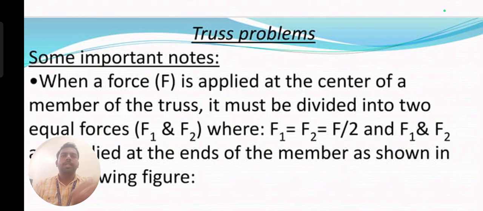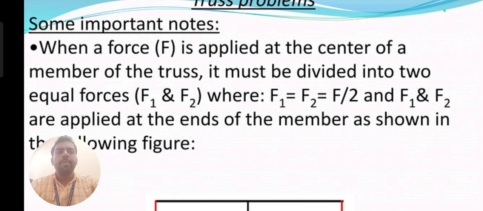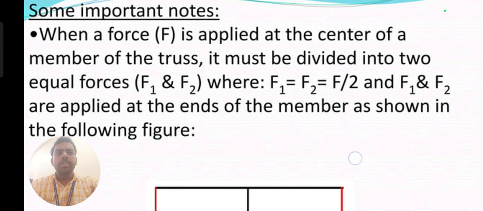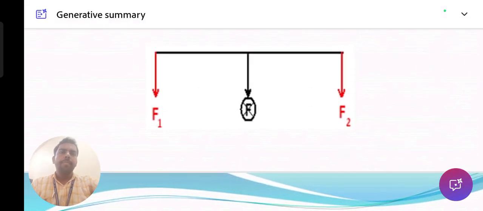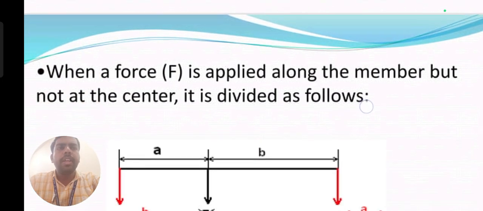What are the problems here? How much force is acting on the truss is very important. If the force is applied at the center of a member of the truss, it must be divided into two equal forces, F1 and F2. So F1 and F2 are each F by 2. See the figure: the total load acting on that particular beam should be divided into two equal parts, force 1 and force 2, applied on that particular frame.